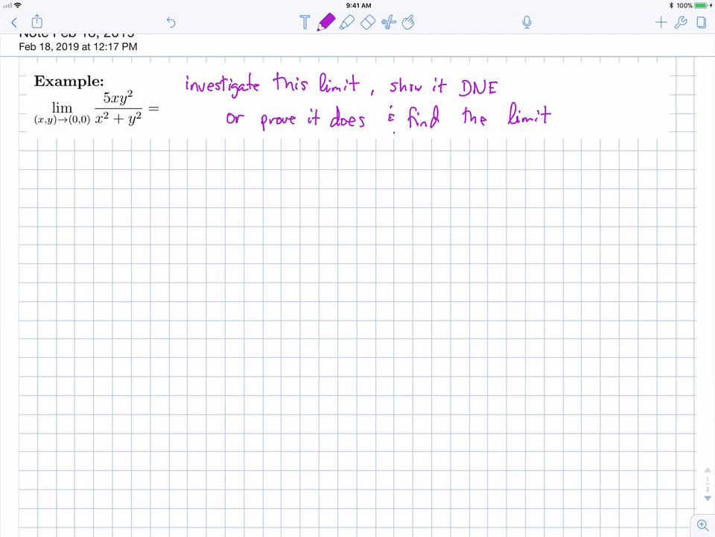All right, so let's try along the x-axis, in which case we have y equals 0. Now we're going to plug that into our function, into our limit. If y equals 0, we know x is going to 0, and we have 5x times 0 squared over x squared plus y squared. But we know y is 0, so let's replace that with 0 squared. Just simplifying here a bit.